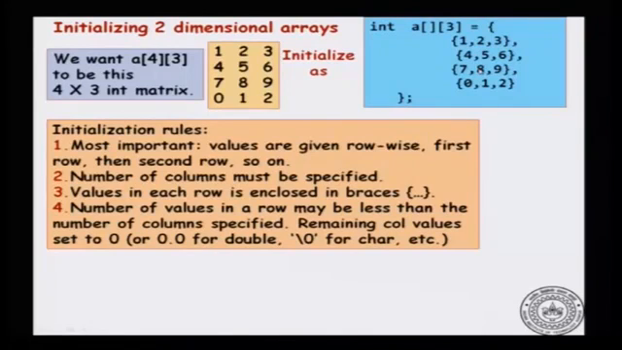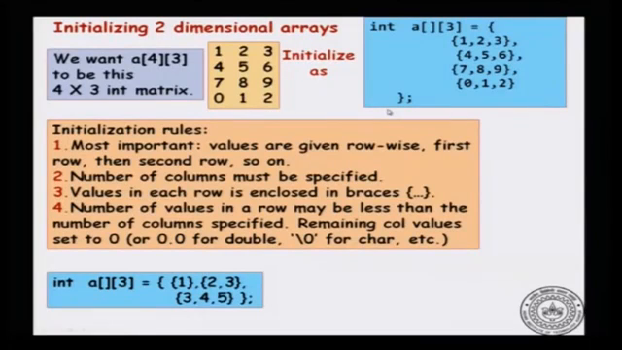Number of columns needs to be specified. We need to know how many columns there are. Now, the values of each row are enclosed in curly braces, and the number of values in a row may be less than the total number of columns. This is allowed. This is similar to how, even though you had declared the size of a one-dimensional array, you could give fewer values as the initial values. The remaining values will just be 0.